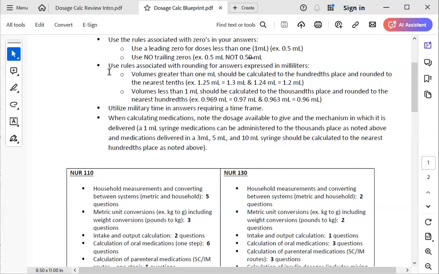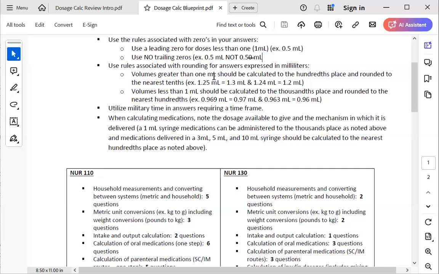Okay. But when it comes to rounding, we're going to be looking at things. They actually specifically talk about rounding when it comes to milliliters, but rounding could occur with just about anything. But typically, it's the milliliters that you're going to see rounding. So if you have a volume that's greater than 1 milliliter, you are going to calculate it to the nearest tenth. Okay. Now, if your answer is 10 milliliters, that's your answer.